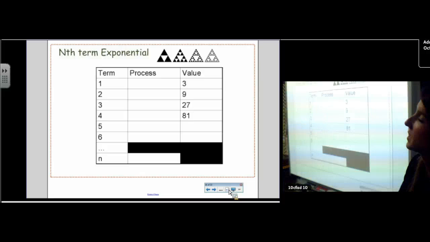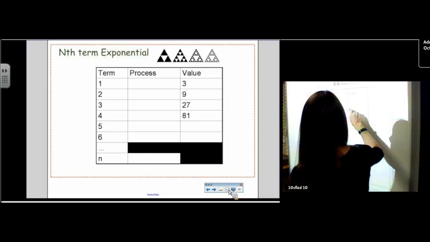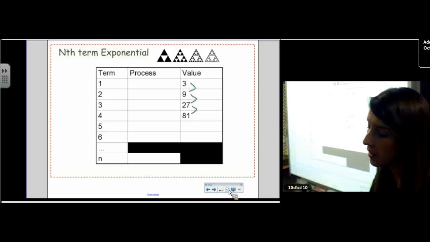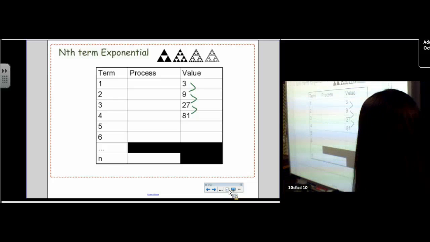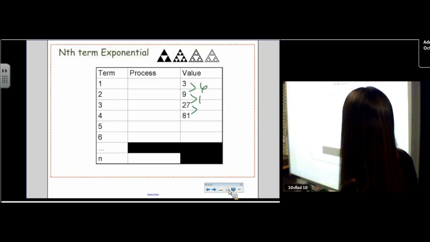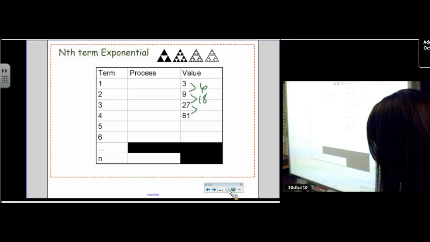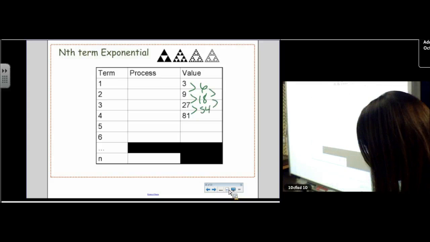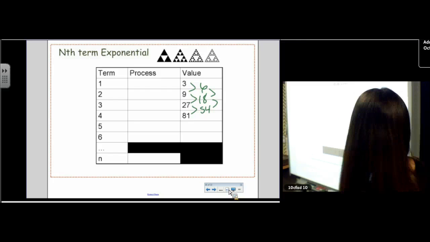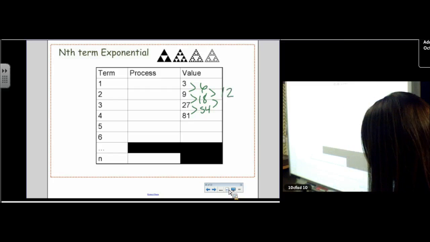You already know the answer. But what you would do first is you would do delta y. And you would realize that it's not constant, right? 9 minus 3, 27 minus 9. So we've got 6, we've got 18. 81 minus 27, 54. So then, as usual, you do delta delta y, and you realize that we're in trouble.